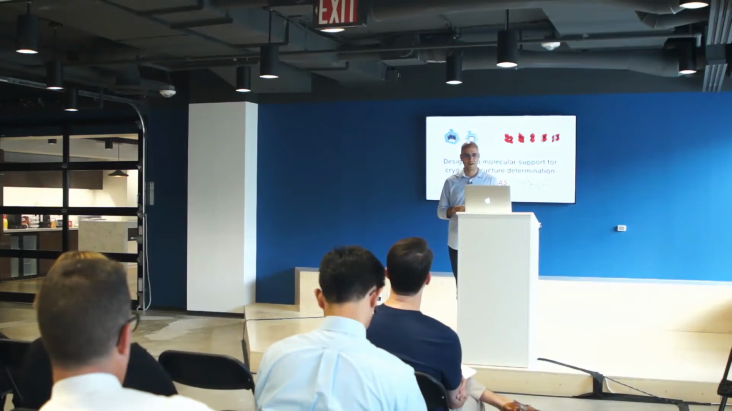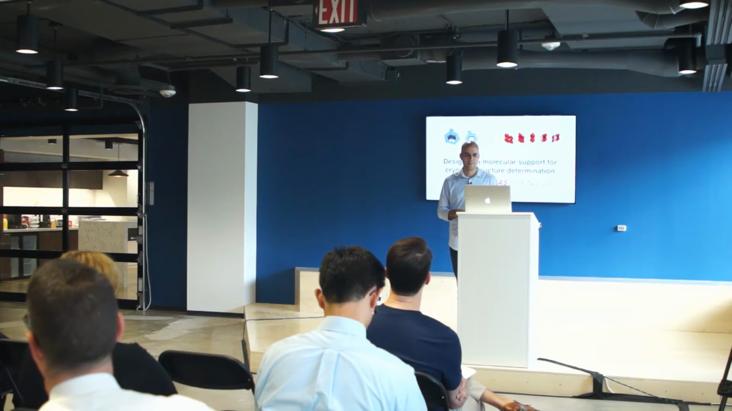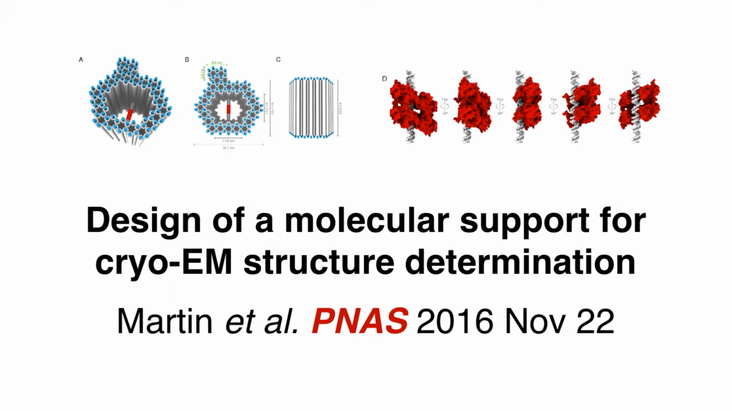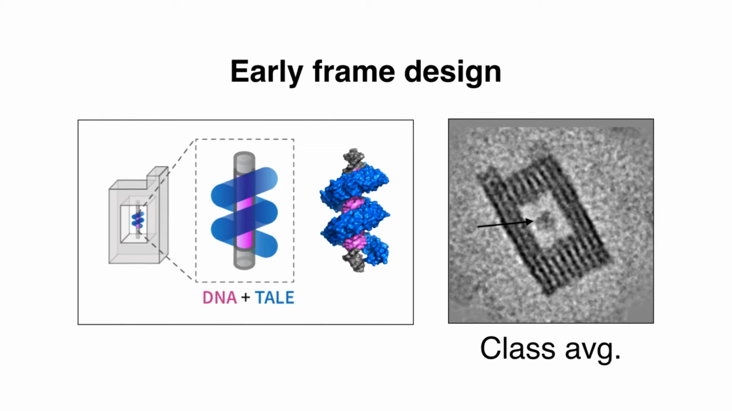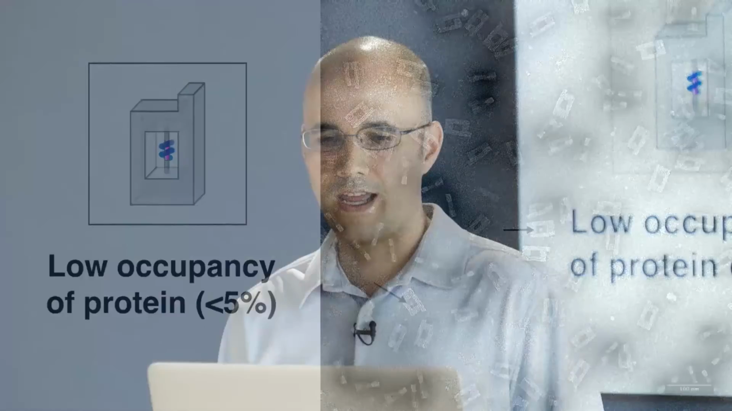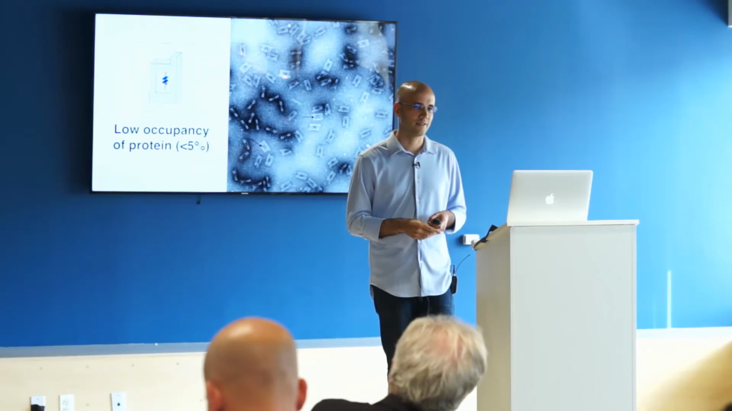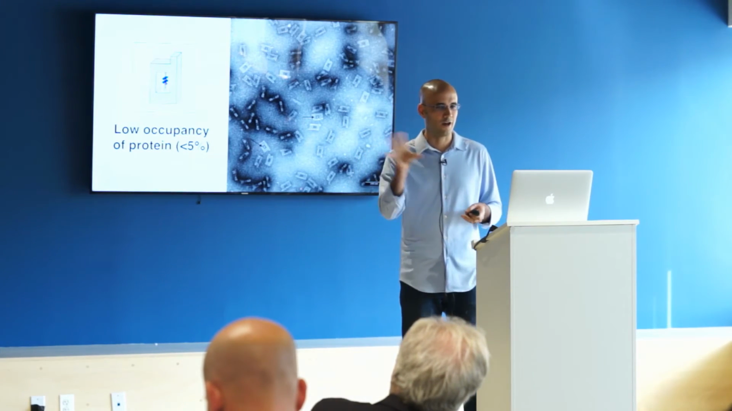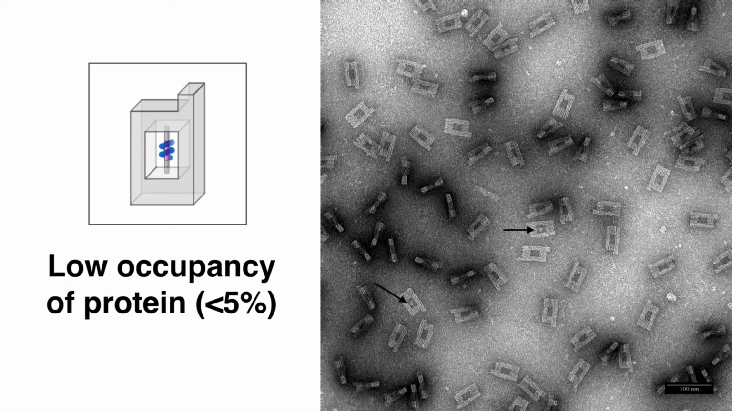And I should say that our colleagues in Europe are also working on related tools. There's a nice paper by Thomas Martin et al. in PNAS from last year, and we're really inspired by this work as well. So we started by making a DNA origami picture frame that had a protein binding site in the middle. And we're validating this with a protein of known structure called a tail protein. It's a transcription factor. And the first thing we encountered was some really low yields of the protein binding. So less than 5% of our frames were showing up with a protein in them.